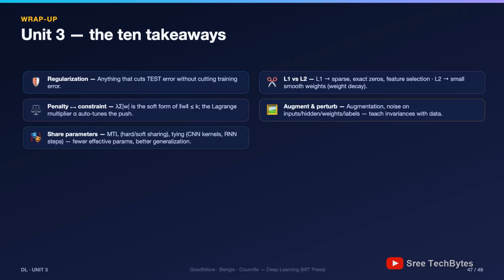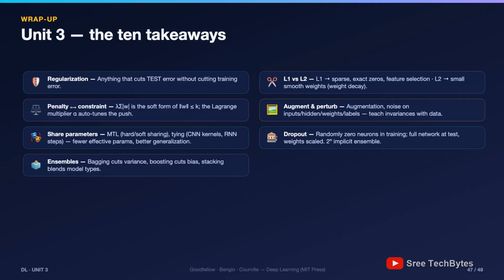Share parameters: MTL trunk and branches, tying in CNNs and RNNs. Dropout: random amnesia in training, full squad with scaled weights at test. Ensembles: bagging cuts variance, boosting cuts bias, stacking blends types. Adversarial and tangent: FGSM attacks, invariance penalties.